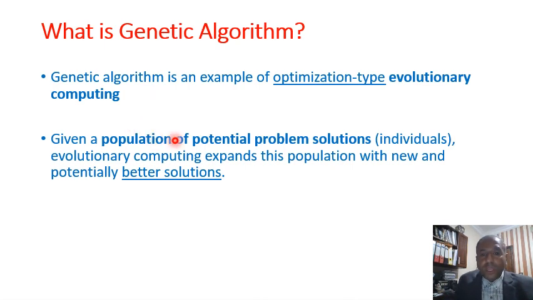We have a population of potential problem solutions. Genetic algorithm is the search method used to solve the problem, and the solutions of the problem are encoded into bit strings in order to apply the genetic reproductions. We emulate genetic reproduction, so some operators we will talk about later.